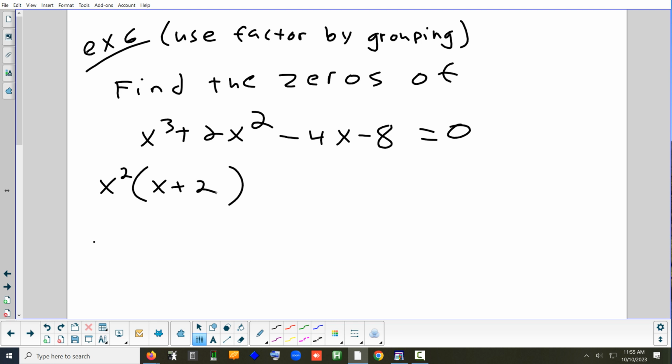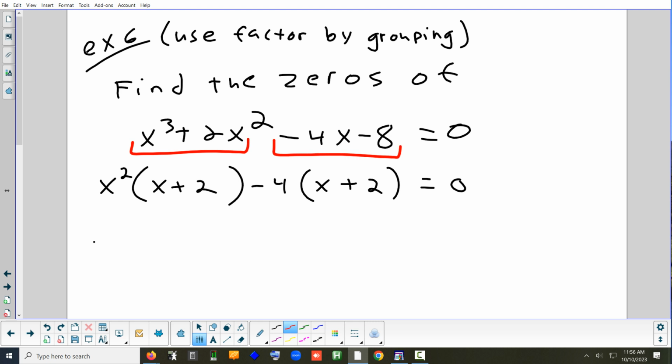-4x minus 8. What can you factor out of those? You can factor out a -2 out of them both. Can you do even more? You could do -4. And what does that leave you with if you factor a -4 out? X and 2. So we factored what we could out of here, then out of there separately. Does it just happen to be the same? It has to be the same with factor by grouping. That's how it works. If it doesn't, you can't do factor by grouping. In the last problem, you could.